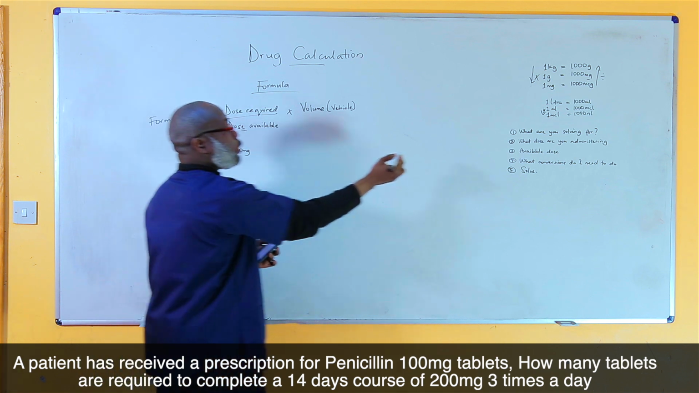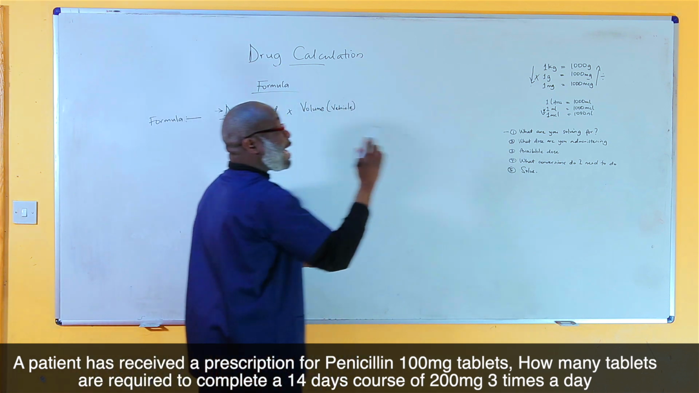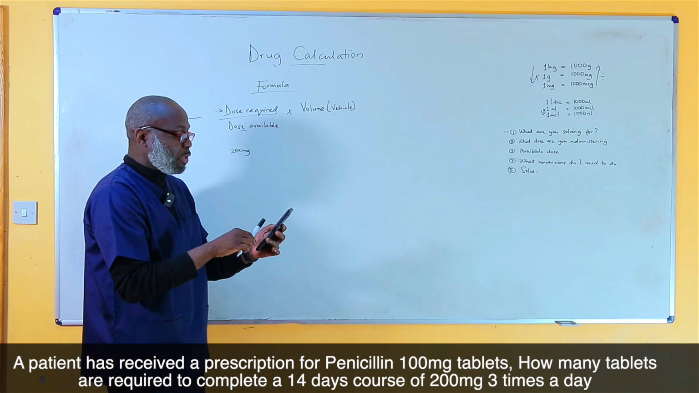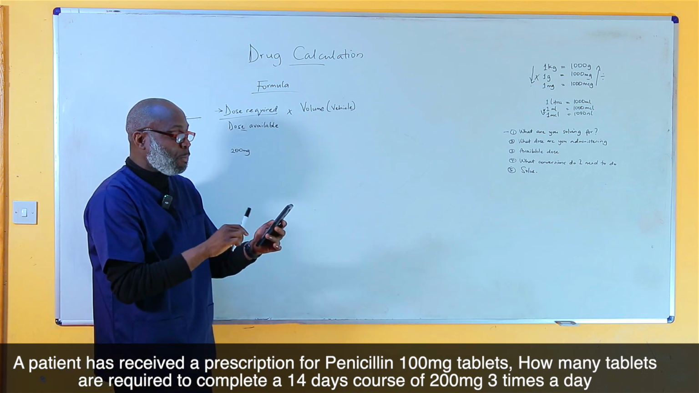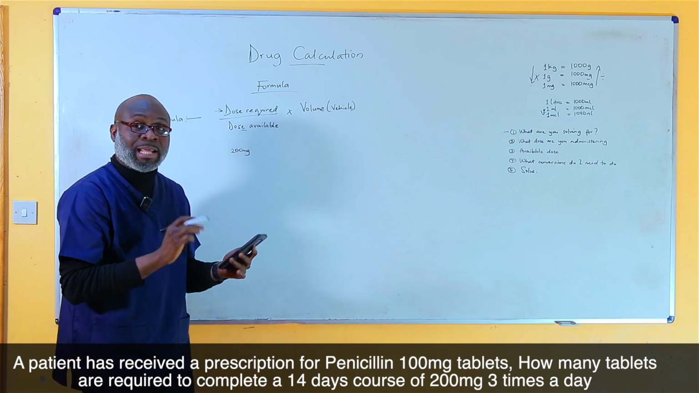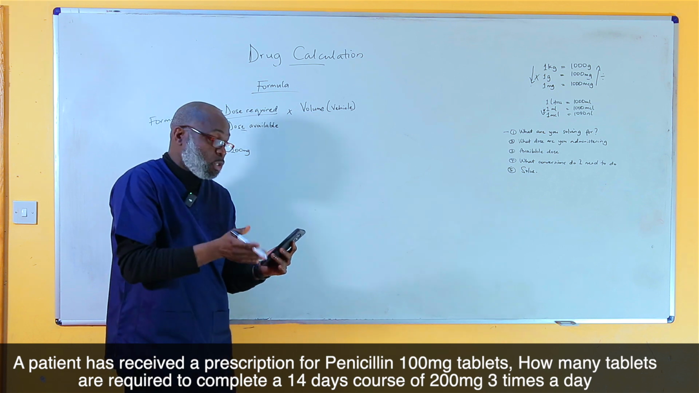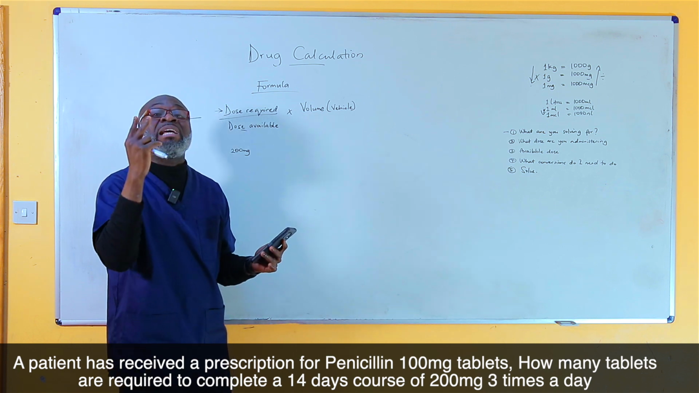So now, that is the first one. We're looking for the number of tablets. What is the second one? What dose are you administering? And the question says, how many tablets are required to complete their 14-day course of 200 milligrams 3 times daily? That is, you're giving a dose of 200 milligrams of penicillin 3 times daily.